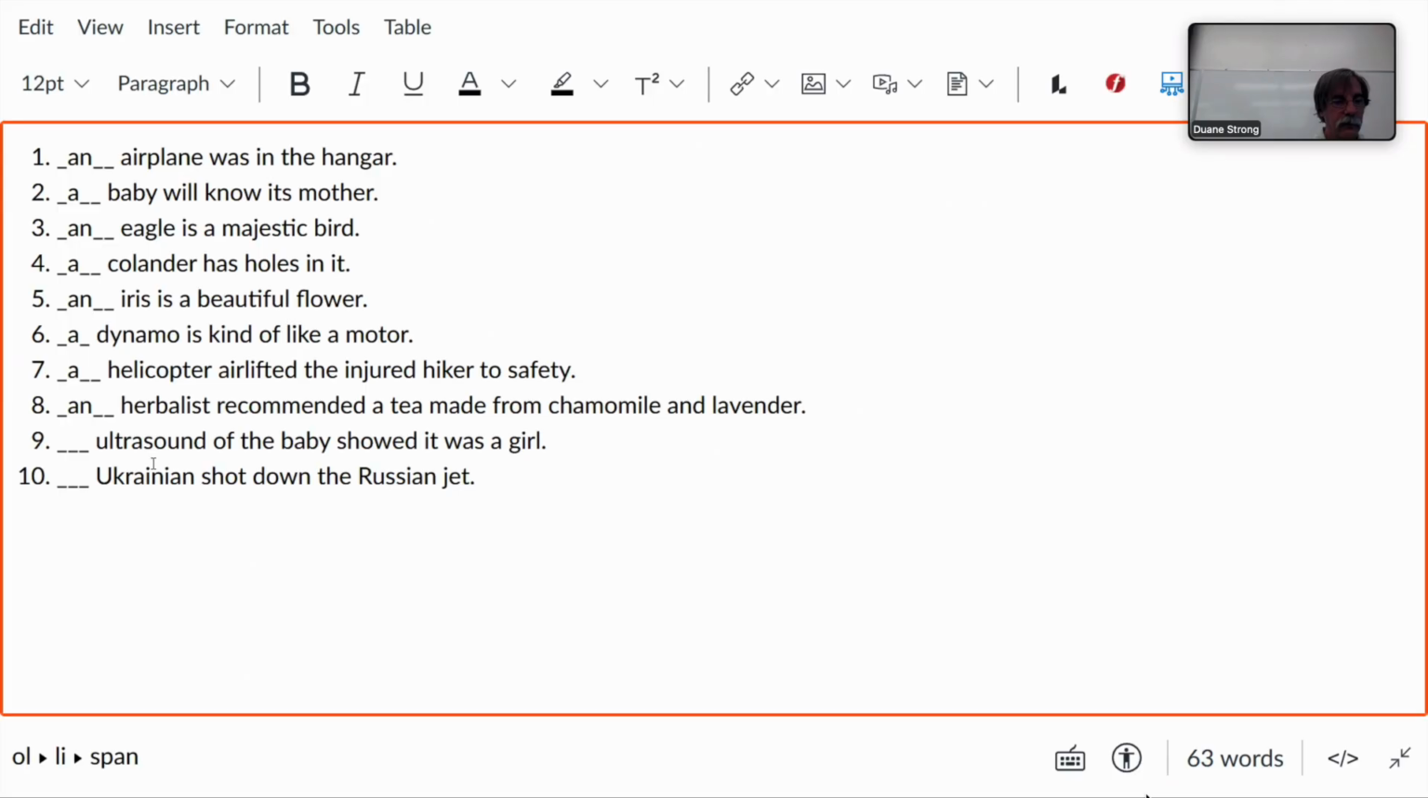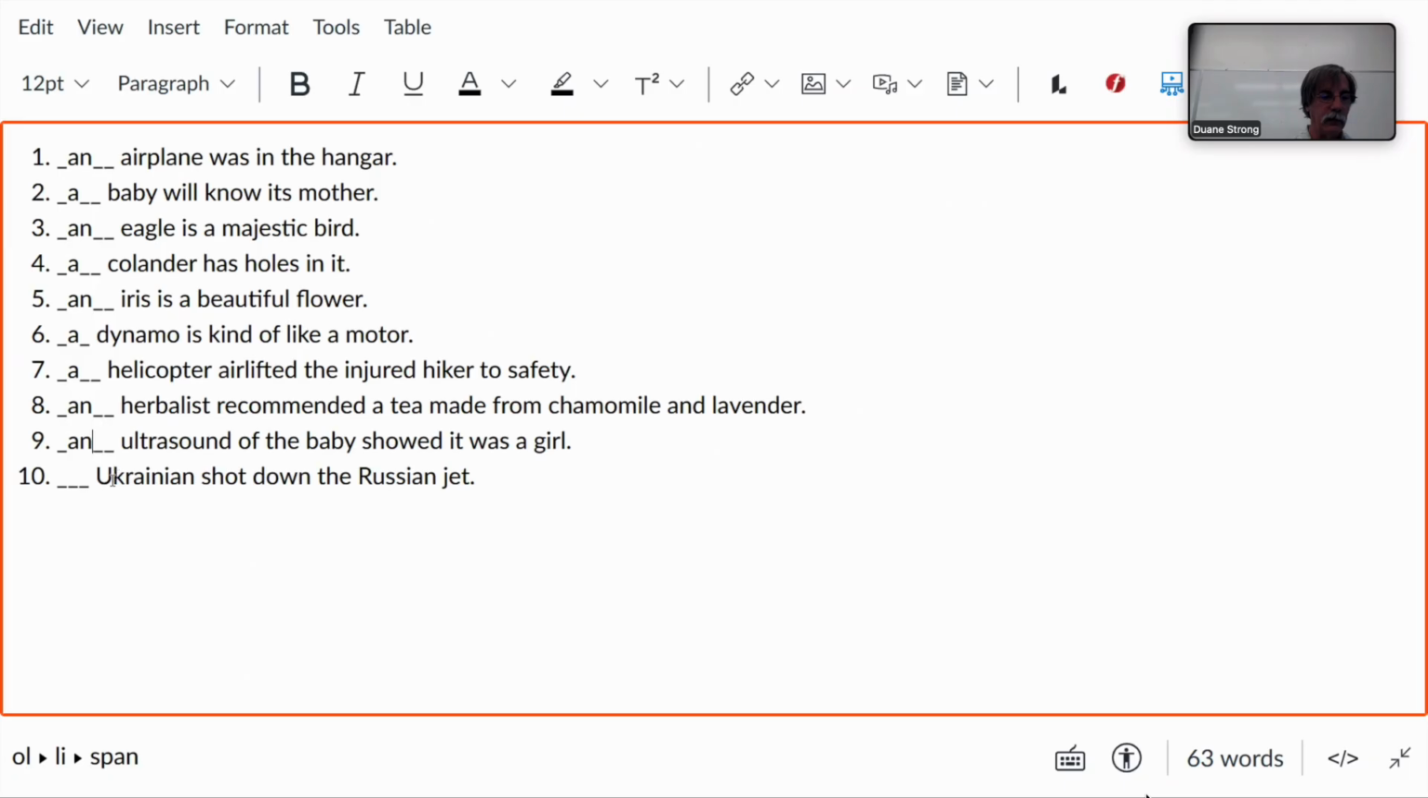More tricky ones. Ultrasound. Is it a ultrasound or an ultrasound of the baby showed it was a girl? What kind of letter is U and what sound is it making? Ultrasound. Making the uh sound, right? Not making the U sound. So an ultrasound, like an herbalist. That's right, because it's a vowel sound, right?